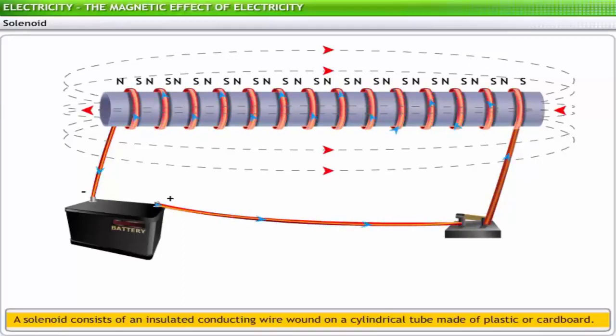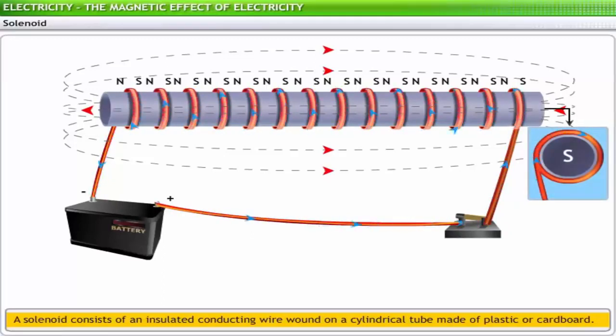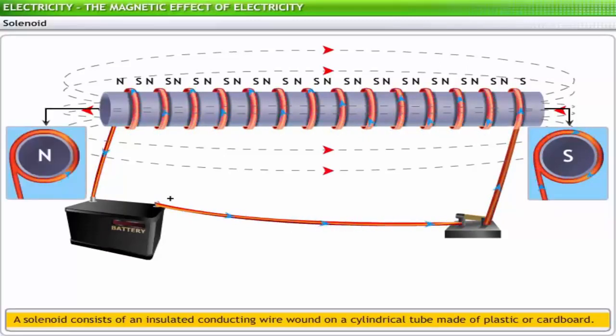The end of the coil, at which the current in the coil is in a clockwise direction, develops south polarity, while the other end, where the current in the coil is in a counterclockwise direction, develops north polarity.